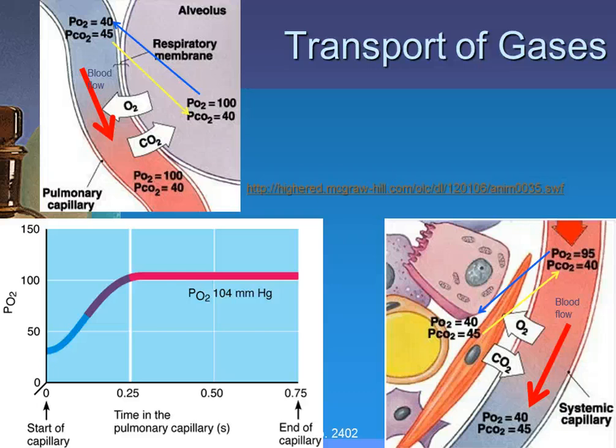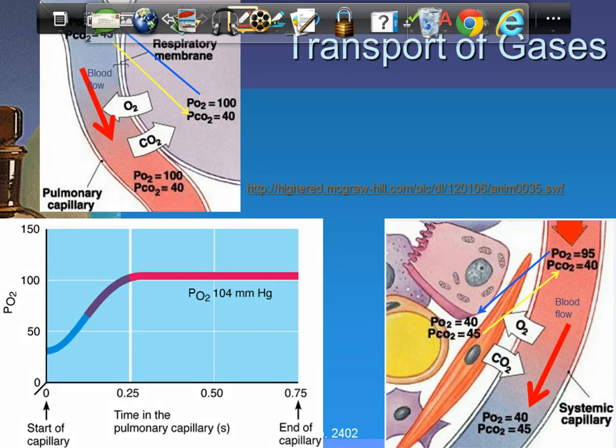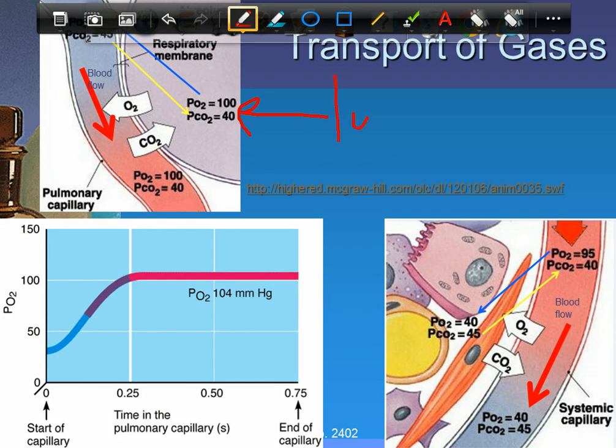Okay, we're going to pick up with transport of gases, and let me point out two things here. Right there is your lung-blood interface, and down here is your blood-tissue interface. So remember, up here, lung-blood, that's called external respiration. And down here at the blood-tissue site, that transport of gases is called internal respiration.